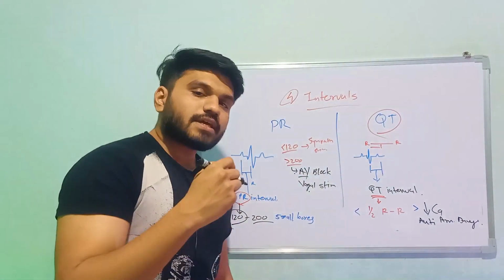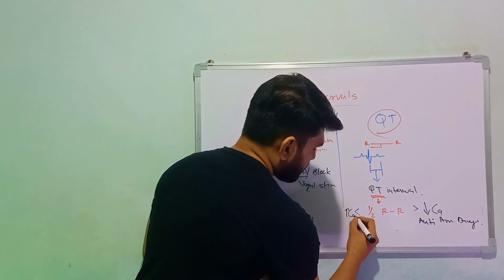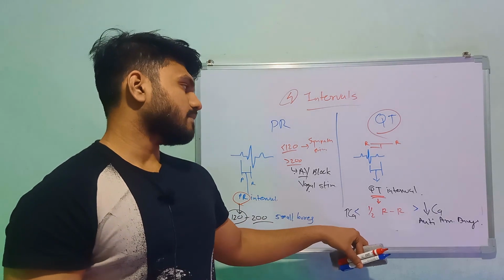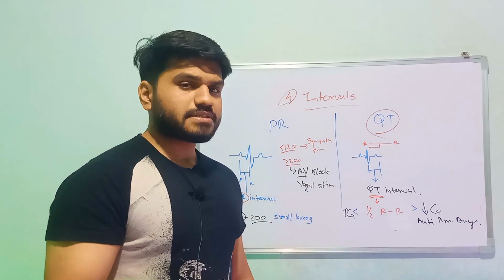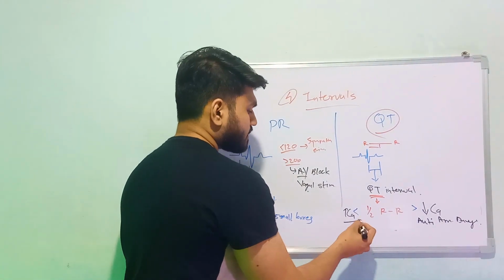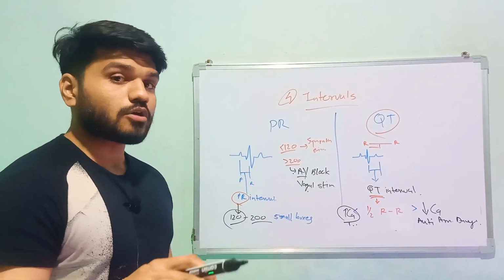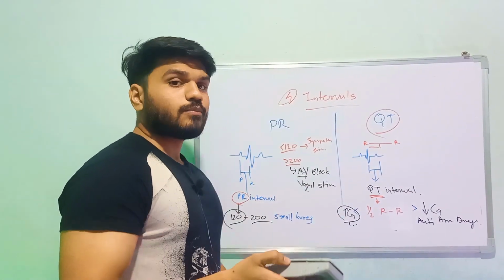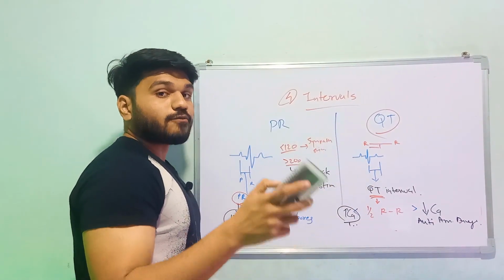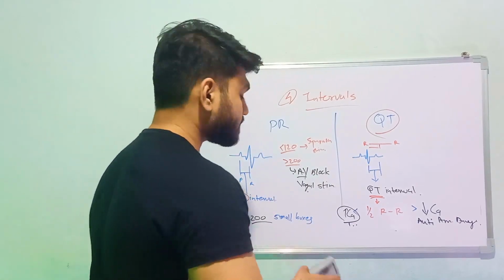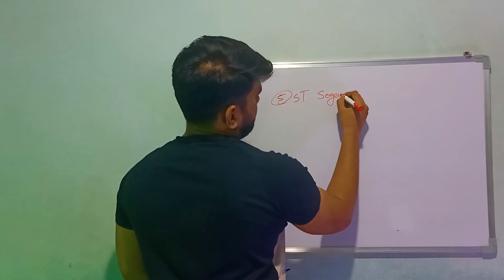So now, where we can see shorter QT interval, obviously it is hypercalcemia. When we have hypercalcemia, we will have shorter QT interval. And because of the hypercalcemia, what we will have? Because of the hypercalcemia, we will have confusion and we will have constipation. These are general symptoms of hypercalcemia. So now we will move forward to the most important segment, which is our ST segment, from which we will identify the arrhythmias.